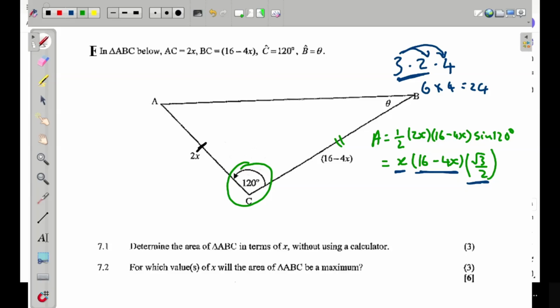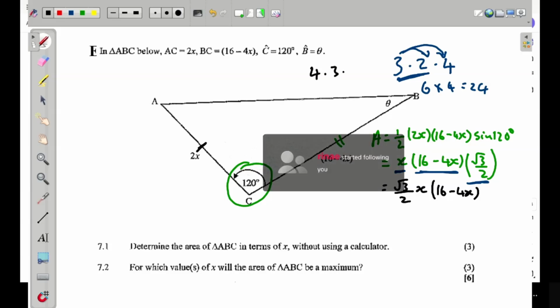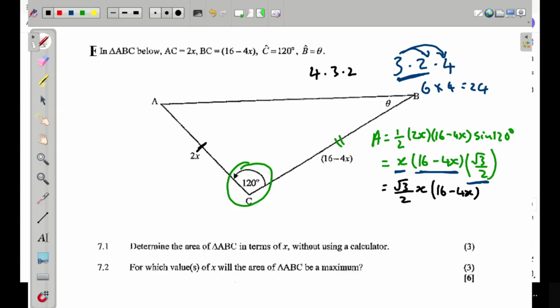In fact, one of the little things that we always suggest is always have numbers in the front. So, you probably want to rewrite this as square root 3 over 2 times x into a 16 minus 4x. Once again, I can do this because multiplication is commutative. In other words, the order in which you multiply numbers does not matter. That 3 times 2 times 4 will give me the same result as 4 times 3 times 2. So just beware. That is why I can do this.